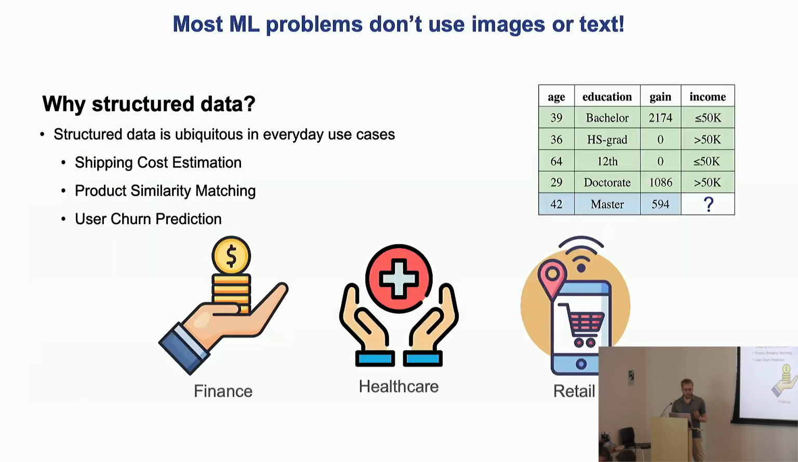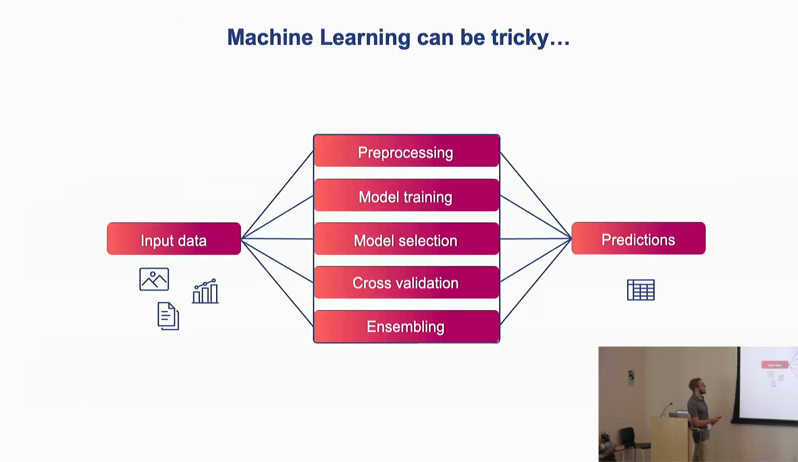So as Frank already covered, most ML problems don't really use images or text when it comes to, say, industry usage. A lot of it's structured data. And traditionally, machine learning can be pretty tricky in terms of needing to figure out how to do your pre-processing, model training, selection, cross-validation, ensembling, all these different tricks that have now been simplified either by AutoML systems, where they automatically incorporate them, or implicitly in the models of these foundation models.